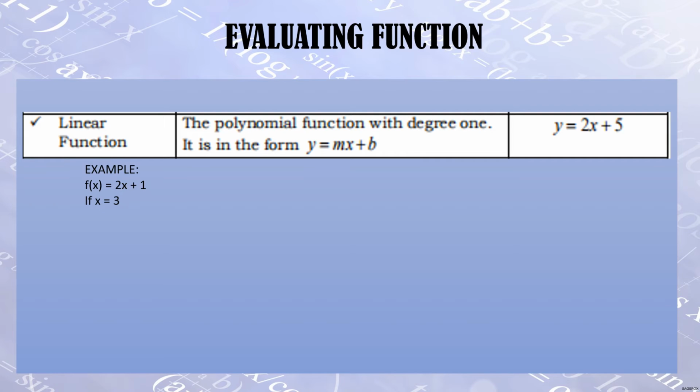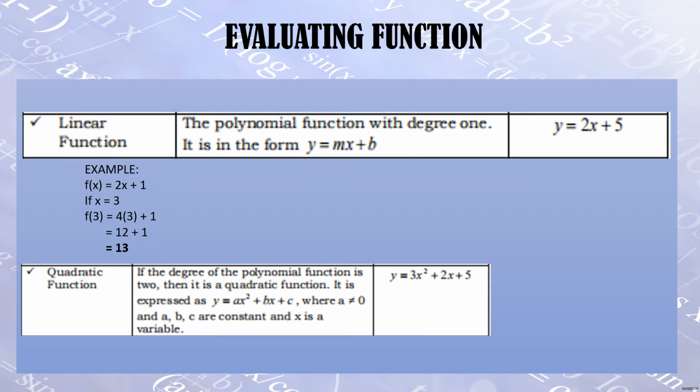Okay, and then, what if x is equal to 3? Substitute lang si 3 from the original equation. You have f of 3 equals 4 times 3 plus 1. Unahin si multiplication. Rule again, PEMDAS. We have 12 plus 1. Therefore, we got 13. Ang y value natin at x equals 3 ay 13.